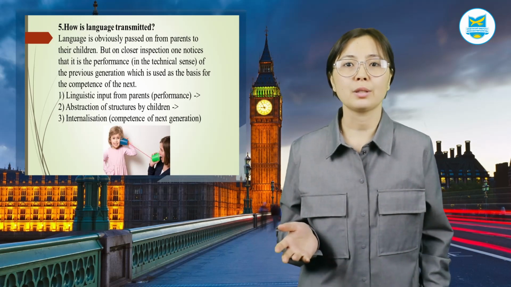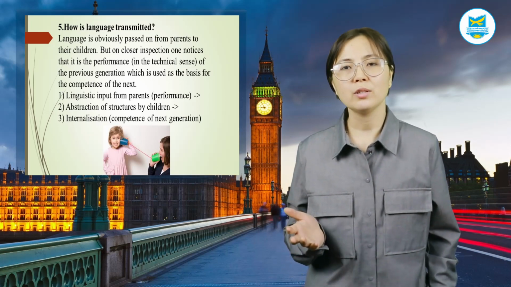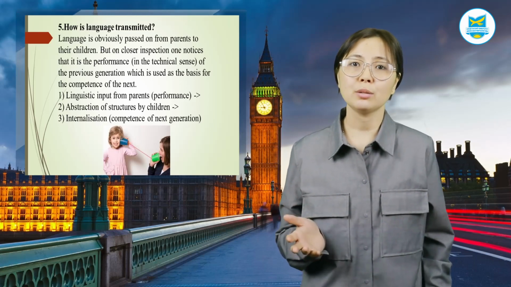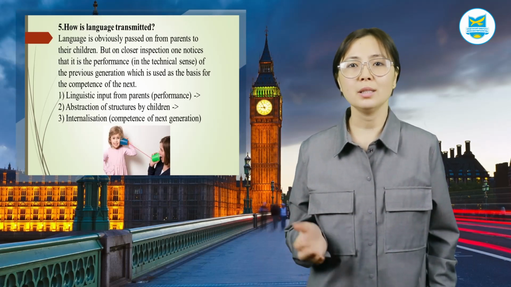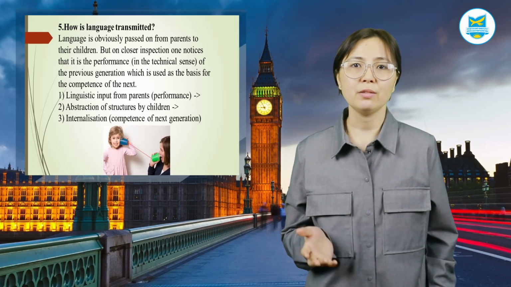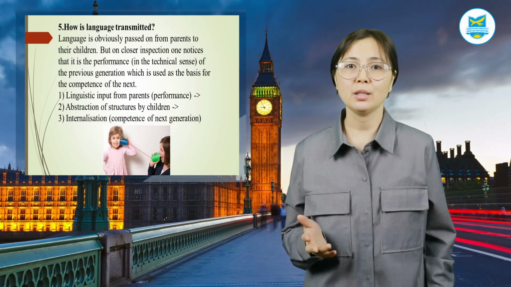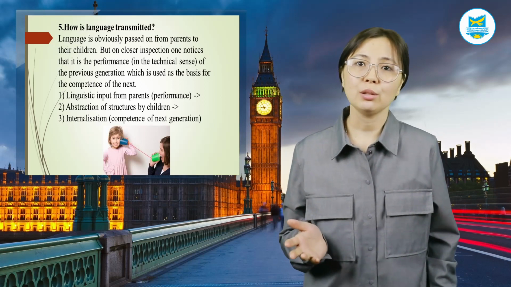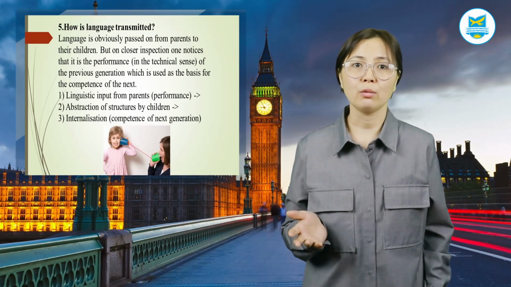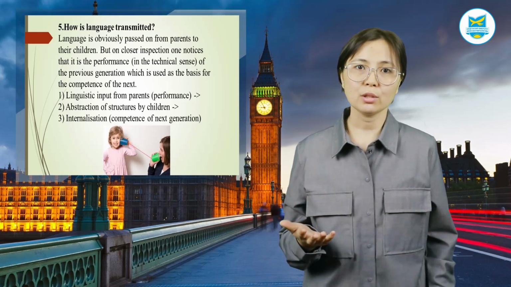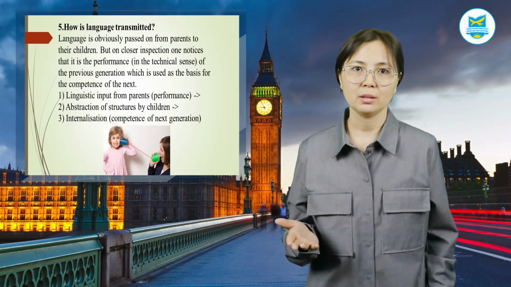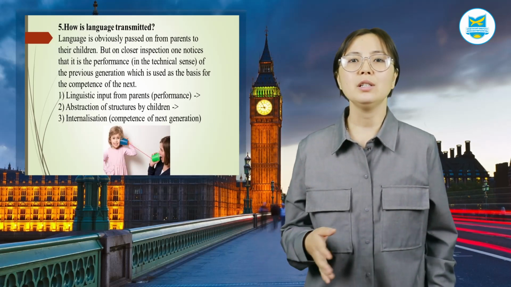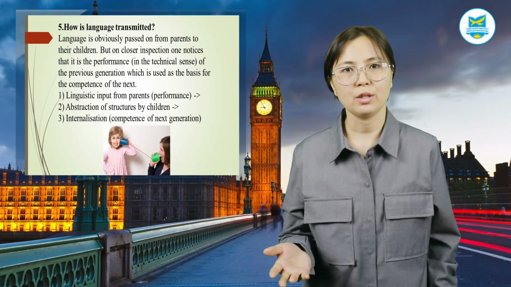How is language transmitted? Language is obviously passed on from parents to their children, but on closer inspection, one notices that it is the performance of the previous generation which is used as a basis for the competence of the next. To put it simply, children do not have access to the competence of their parents. Linguistic input from parents, performance, abstraction of structures by children, internalization, competence of next generation.